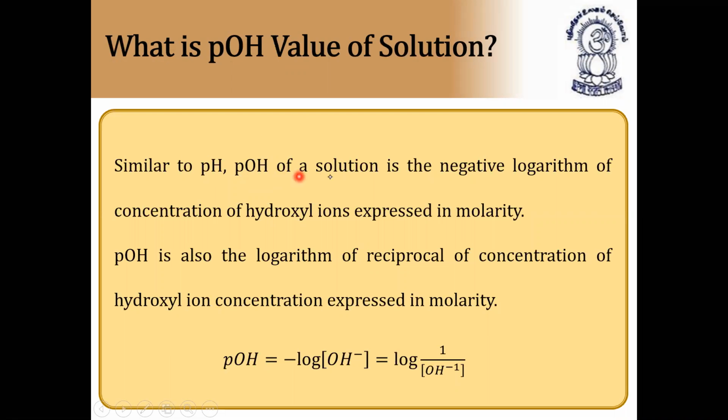Similar to pH, pOH of a solution. For acids we'll take pH, and for bases we'll take pOH. The pOH of a solution is the negative logarithm of the concentration of hydroxyl ions, that is OH minus ions, expressed in molarity. pOH is the logarithm of the reciprocal of the hydroxyl ion concentration expressed in molarity, that is the negative logarithm of OH minus. So we can calculate pH is equal to minus log of H plus ions, and pOH is equal to minus log of OH minus ions.